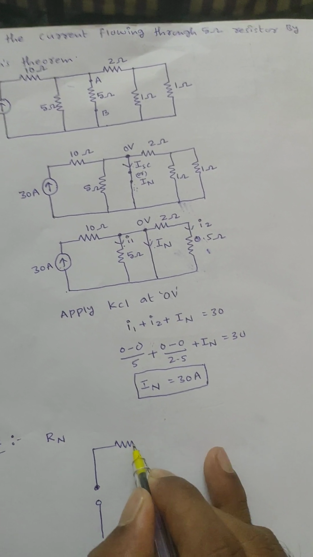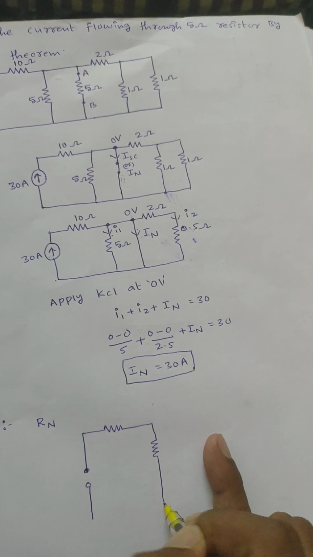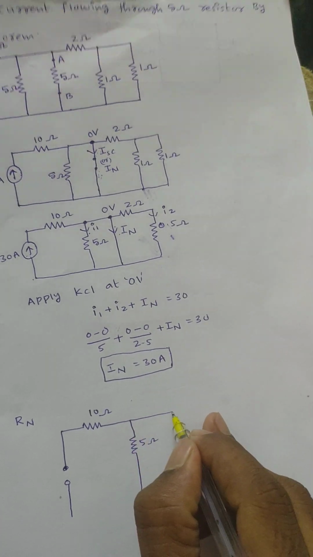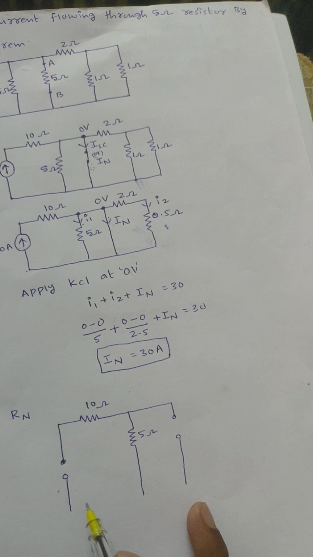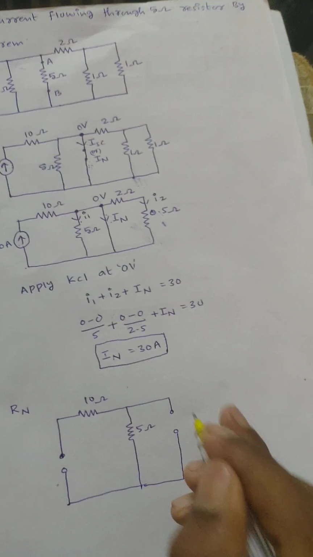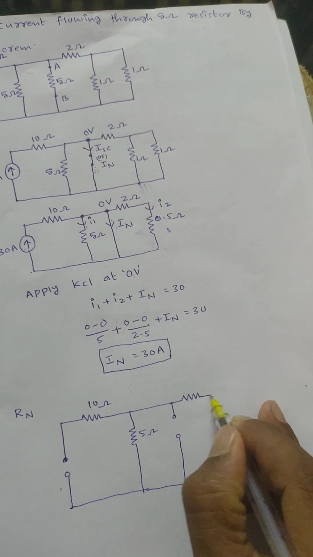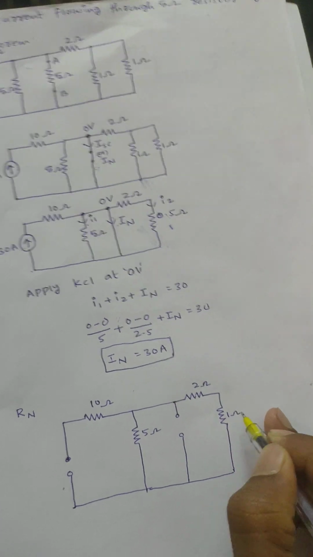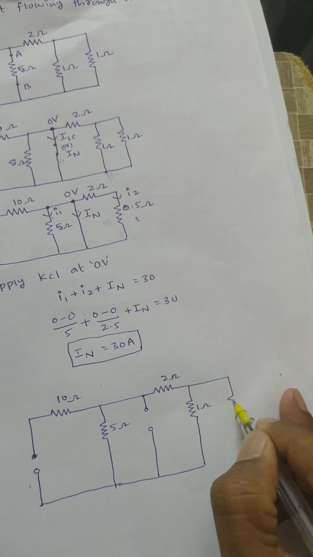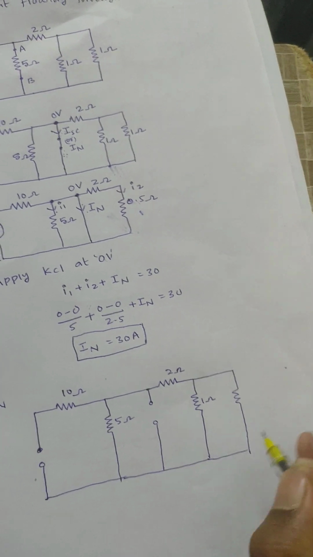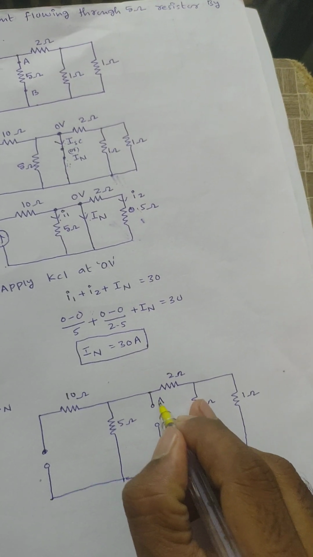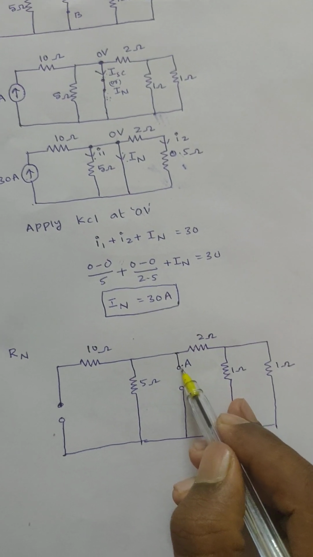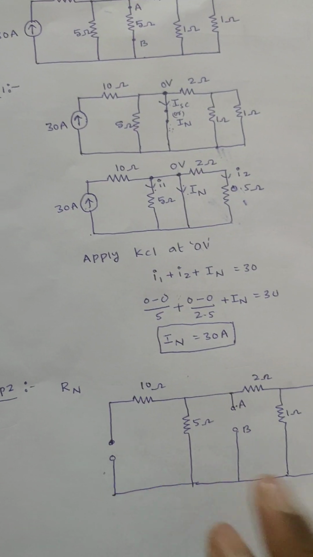10 ohm, five ohm. Here I need to calculate equivalent resistance between these two terminals, right? Next, here it is 2 ohm, 1 ohm, 1 ohm, right? Assume A and B terminals. Okay, now here I need to calculate equivalent resistance between A and B terminals, that is equal to Norton's equivalent resistance.